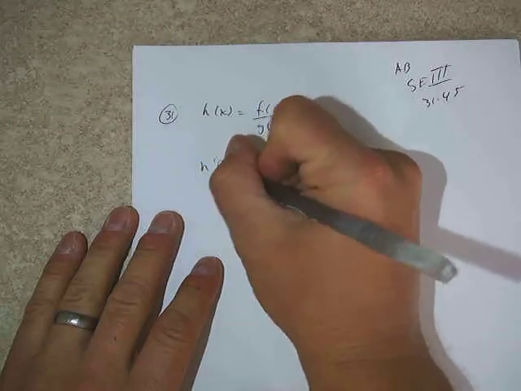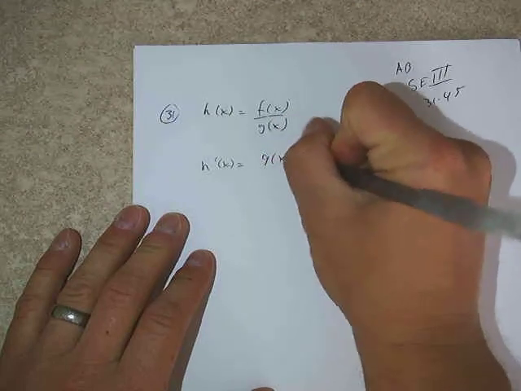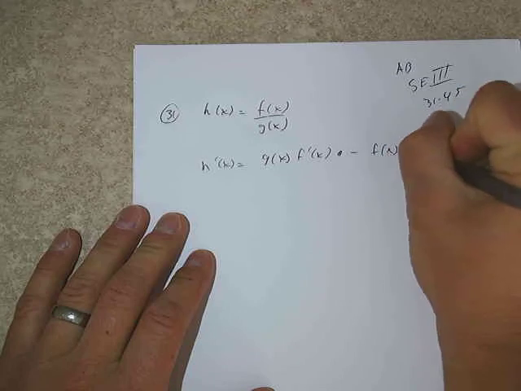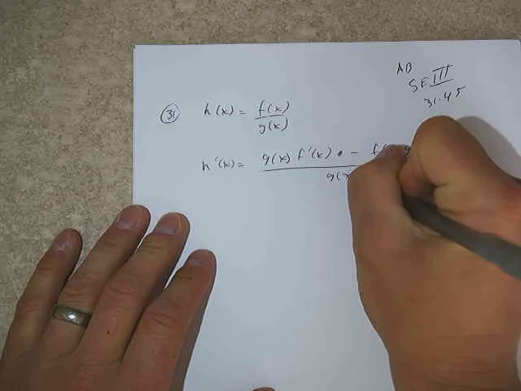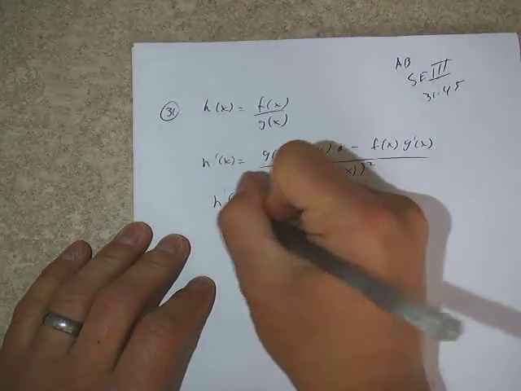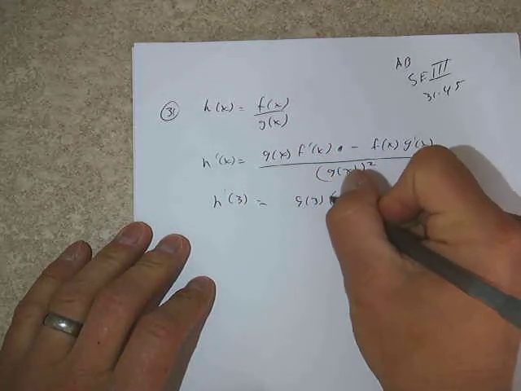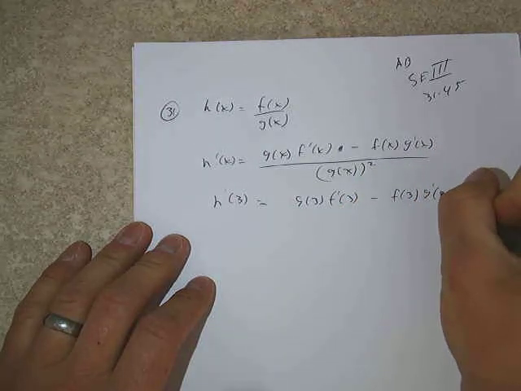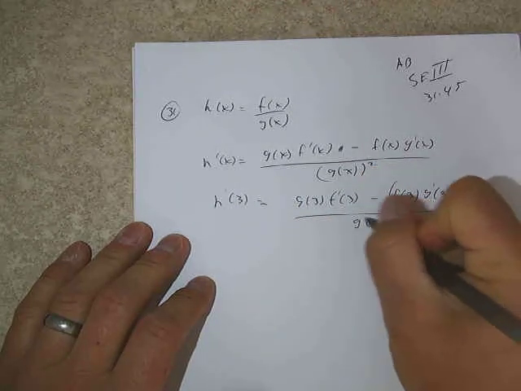So what rule is this issue about? Quotient rule. So bottom times the derivative of the top minus the top times the derivative of the bottom all over the bottom squared. Alright, and we want h prime at 3 here, so we're going to need to figure out what's g of 3, what's f prime at 3, what's f of 3, g prime at 3, and g at 3 all squared.